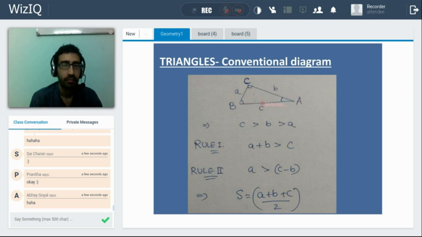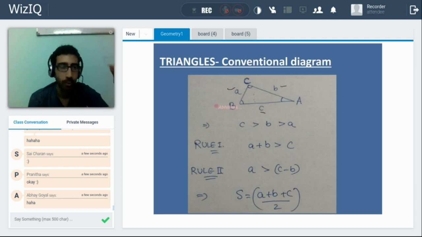As you can see, the sum is 180, as you just told me. That is absolutely correct. But I've taken here that C is side C. So AB is equal to C in length. AC is equal to B in length. CB is equal to A in length.